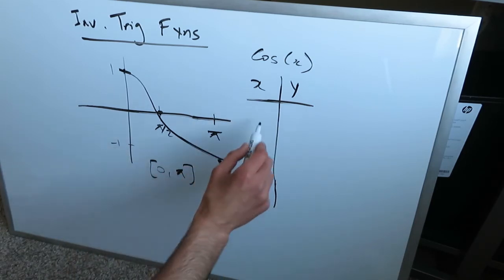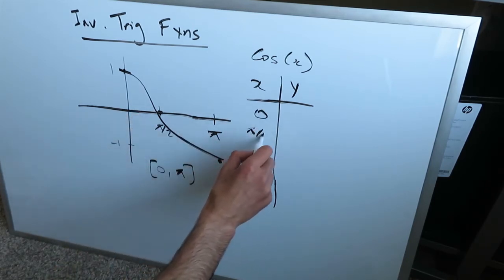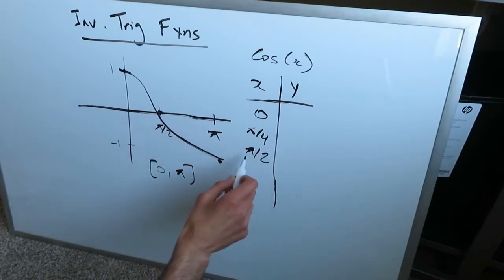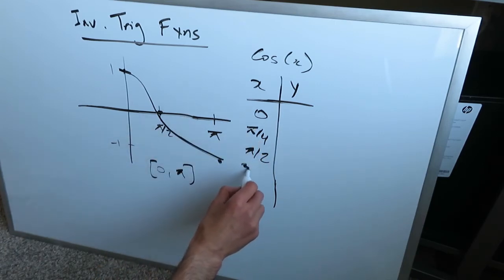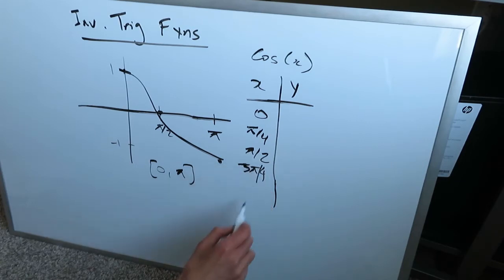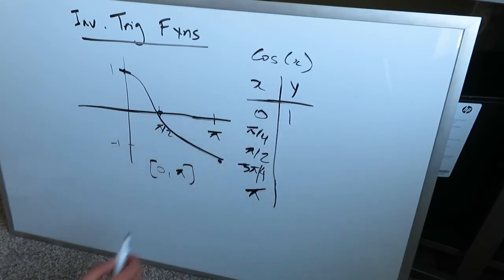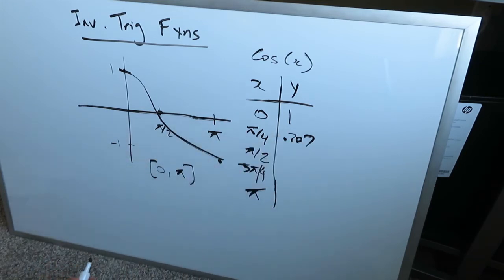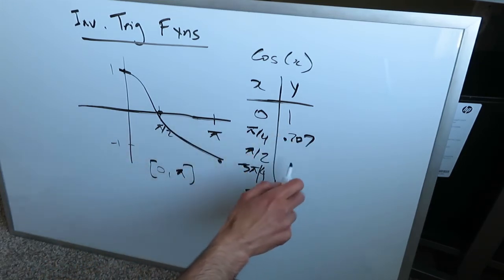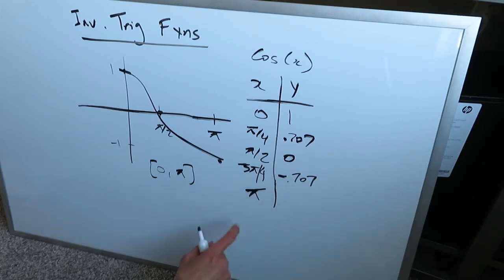Let's start over here from 0 and work onward. 0, we have pi over 4 next, then we have pi over 2, which is 90 degrees. Here's my 45 degrees. My next 45 degree angle is 3 pi over 4, which is 135 degrees. And lastly, we have pi. At 0 degrees, the cosine range value is 1. At pi over 4, you get 0.707. All you have to do is cosine 45 on your calculator. You get 0.707. Cosine of 90 is 0. Cosine of 135 is minus 0.707. Finally, cosine of pi, which is 180, is -1.